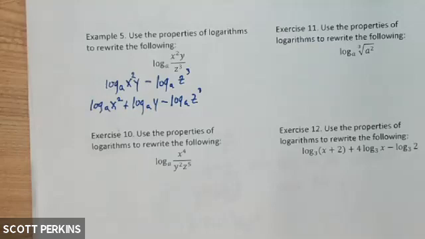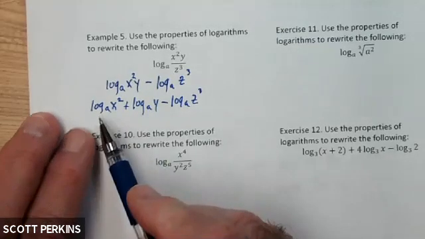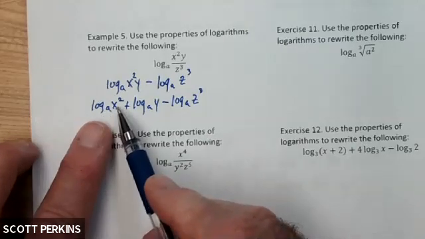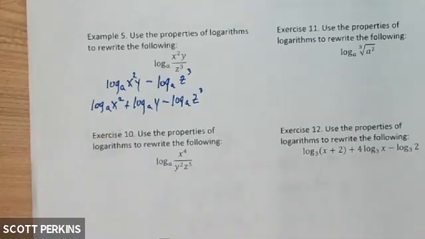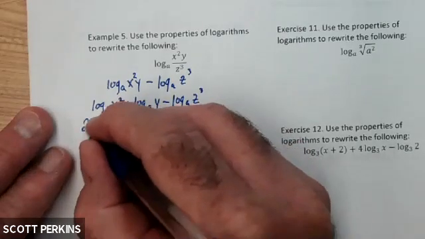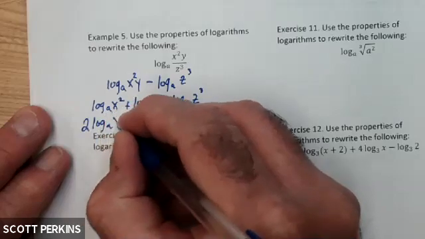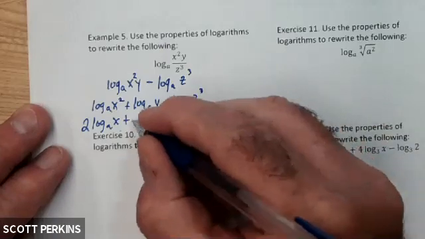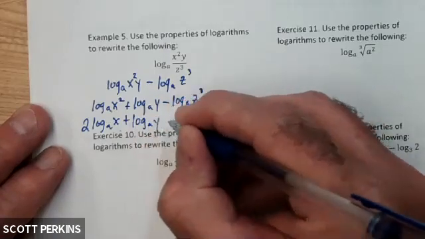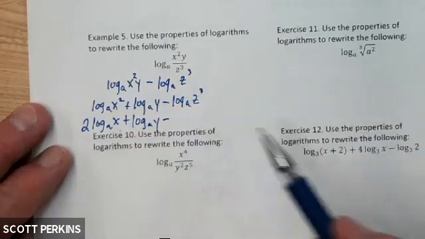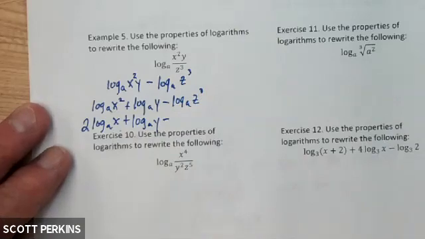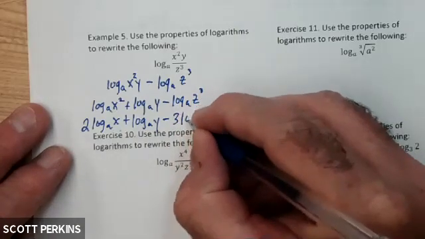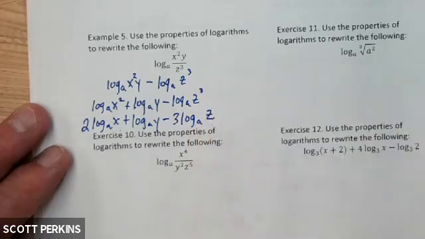Last thing, I've got exponents. So I'm going to use the power rule. The power rule says this first term, I've got log base A of x squared. So what am I going to do with that 2 that's on the square? I'm going to multiply. I'm going to bring it out front. 2 log base A of x plus, there's no exponent on this middle term, so it's just going to stay log base A of y, and then minus, and then we've got log base A of z cubed. So I'm going to bring that 3 down, and I'm going to have 3 log base A of z.